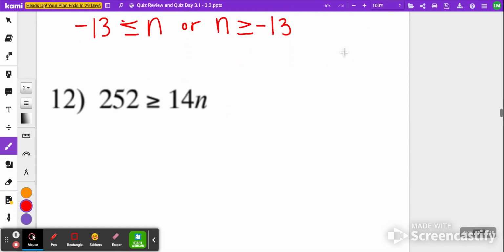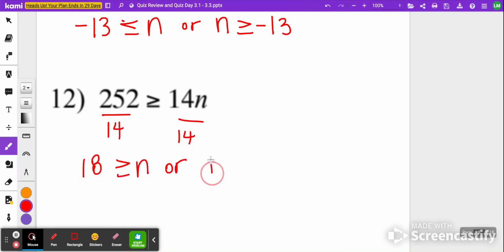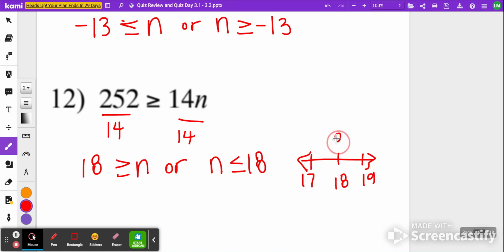Okay. For number 12, we are dividing both sides by 14. So we're just going to figure out what 252 divided by 14 is. That should have given you 18. So 18 is greater than or equal to n, or n is less than or equal to 18. So as we graph that one, we have 18, 19, and 17. I'm just doing simple numbers for today. That's a closed circle pointing left.